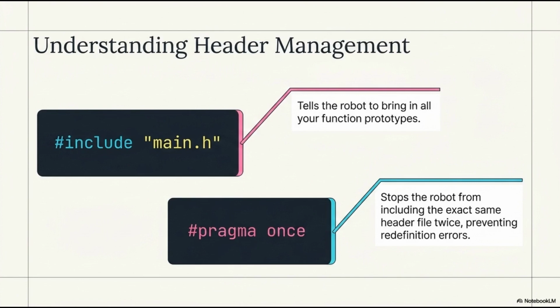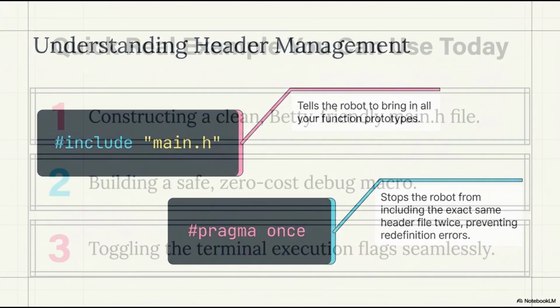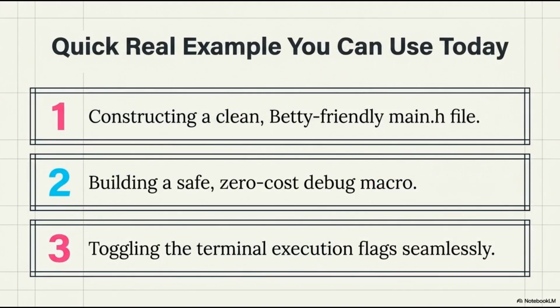But what happens if two entirely different files both tell the robot to include main.h? Without some kind of protection, the robot is just going to blindly paste the exact same code twice, which causes massive redefinition errors. And that is exactly where #pragma once comes in. It explicitly tells the robot, hey, don't read this exact same header file twice. Which brings us to Section 4, Building Safe Debug Macros.